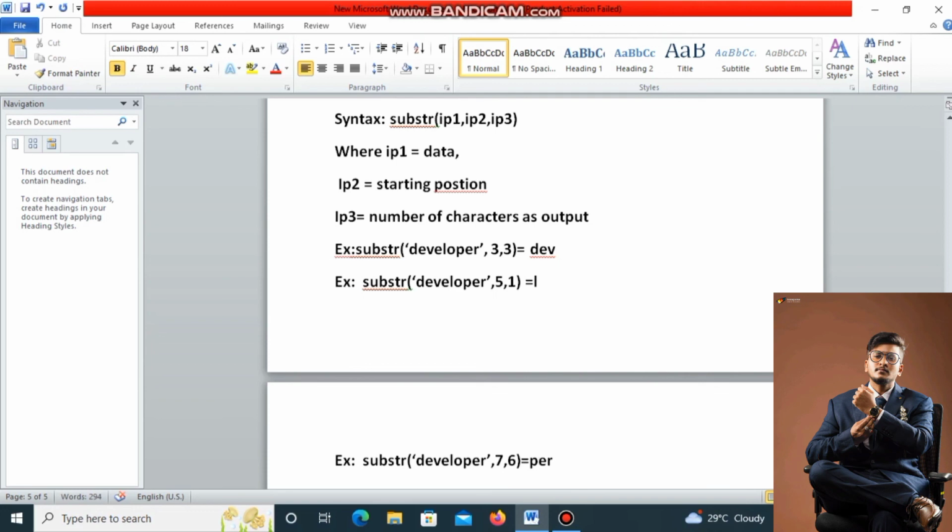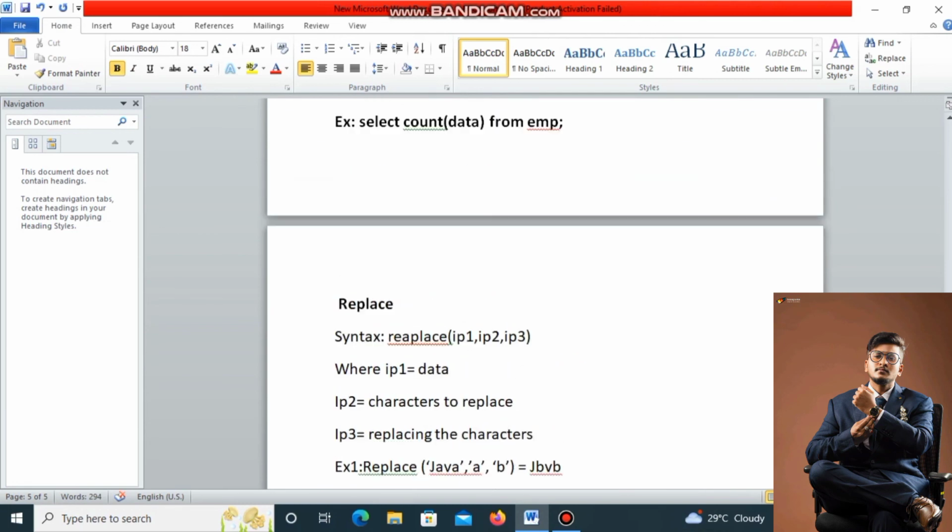That's all about the substring. I think you have understood replace and substring very well.